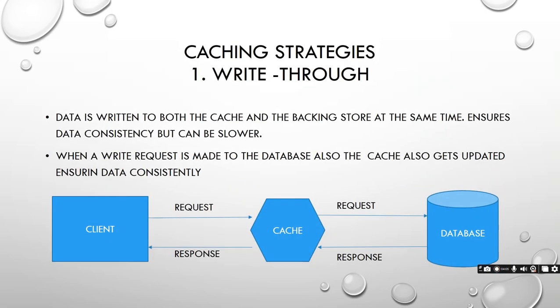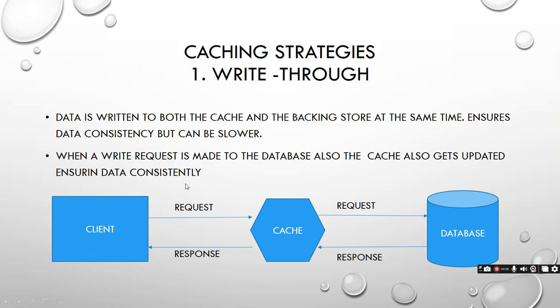So we have several caching strategies, and that is what we are going to talk about in this video. First, we have the write-through strategy. It's similar to what I've shown. Data is written to both the cache and the backend store at the same time, and this ensures data consistency, but it can be slower. So when you send a write request, if the data is not in the cache, it will be written into the cache and also written into the database, and then you get a response back.